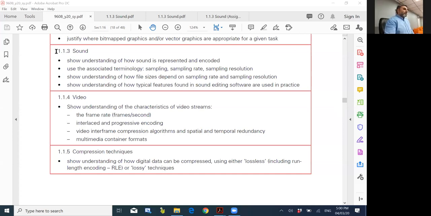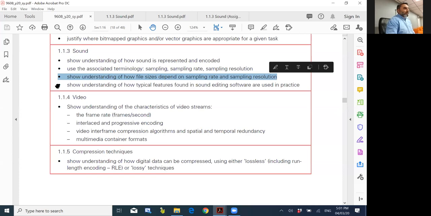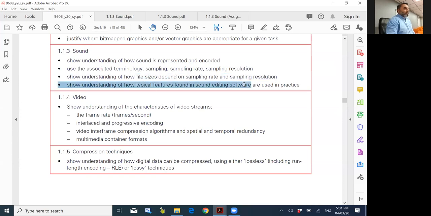What I'm going to teach you today is 1.1.3 sound, which includes: show understanding of how sound is represented and encoded. Use the associated terminology: sampling, sampling rate, sampling resolution. Show understanding of how file size depends on sampling rate and sampling resolution. And then we will see what we can do with this as well. So let us start.